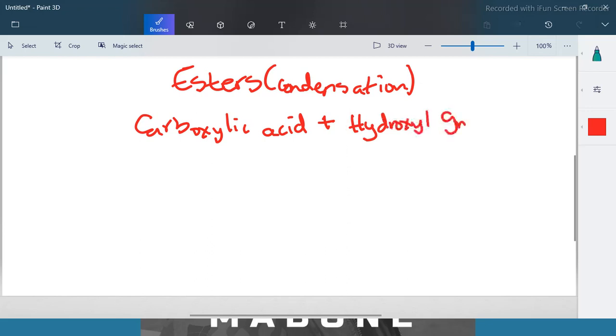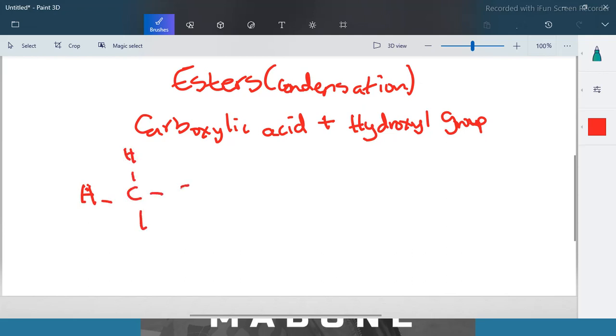Your hydroxyl group. Okay, guys. Now, the combination of these two, let's put it into practical form and see what's going to happen, right? I'm going to try and create an alcohol first. Let's write down an alcohol. Let's put together an alcohol.